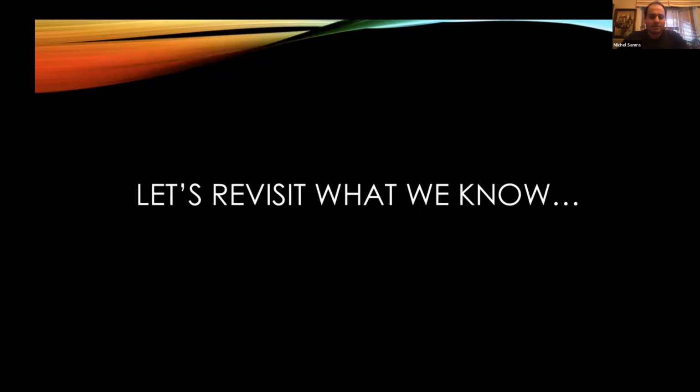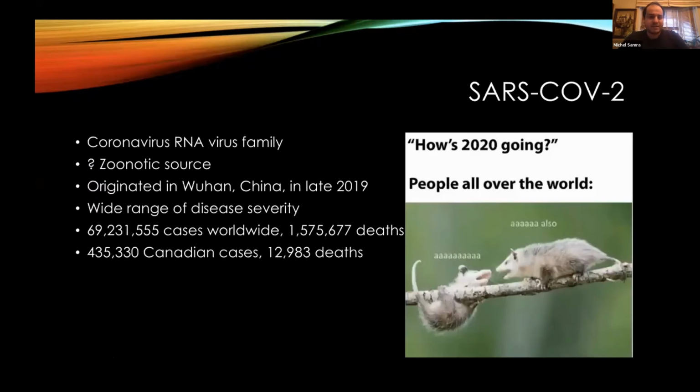So let's talk about what we know. I'm going to go through this fairly quickly in the interest of time and because most people already know this stuff. So what do we know about COVID? It's an RNA virus, in the RNA virus family, probably started with some kind of zoonotic source in China. It has a very wide range of disease severity.